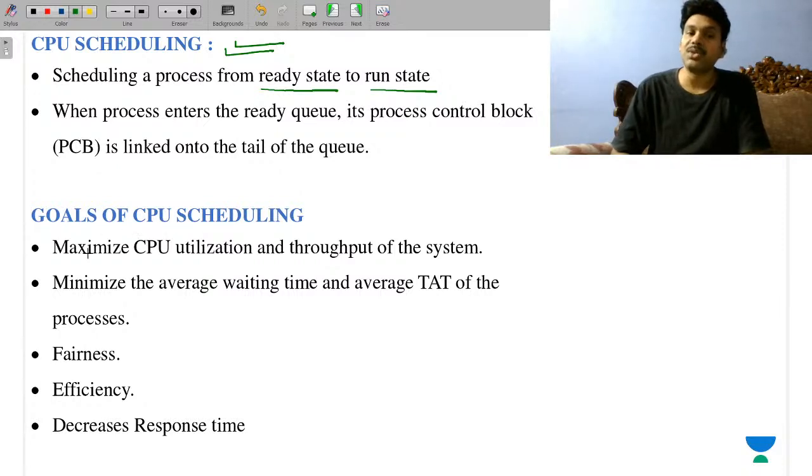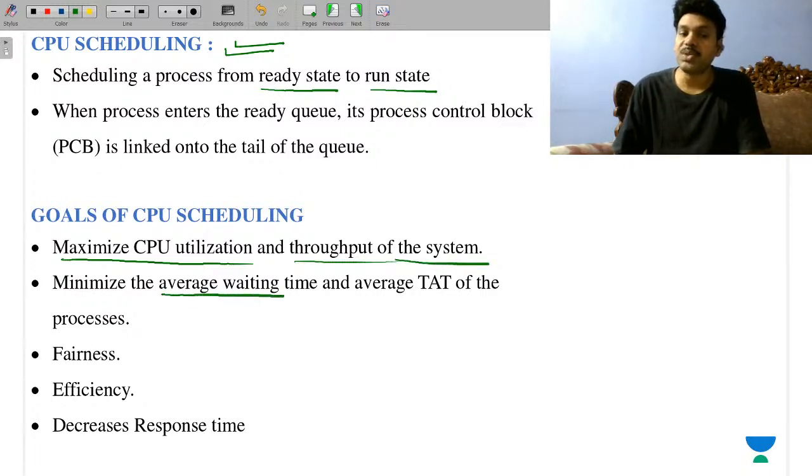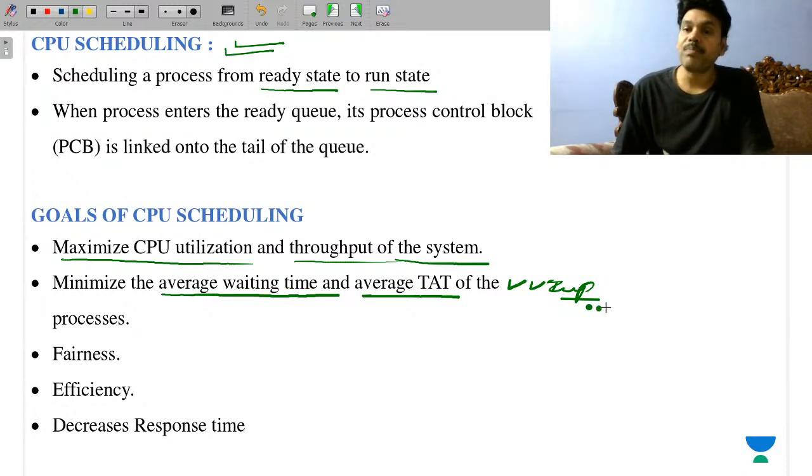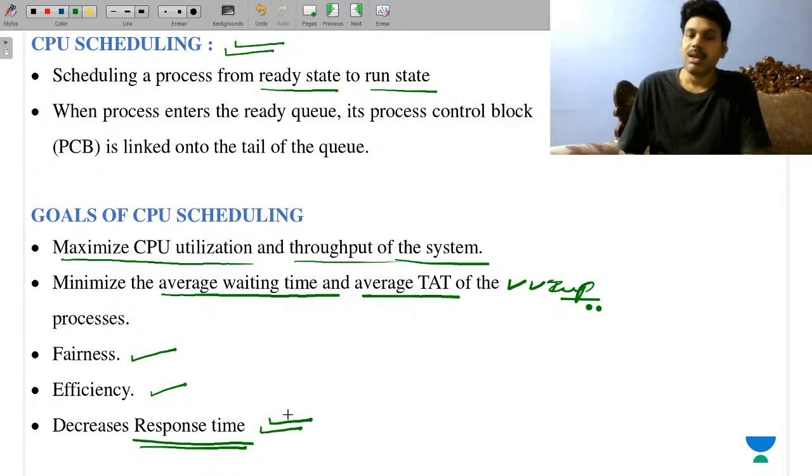So what are the goals of CPU scheduling? Increase the CPU utilization and also the throughput of the system. This is important, and it also reduces average waiting time and average turnaround time. This is another very important goal. When there are multiple processes, we want to reduce average turnaround time and average waiting time, and we want to see fairness and efficiency. This is very important. The main idea of CPU scheduling is to decrease the response time. What is the turnaround time? What is the waiting time and the response time? We will see now.